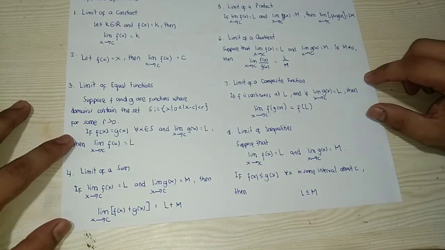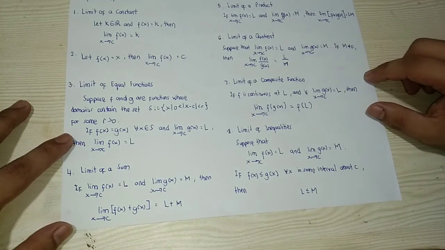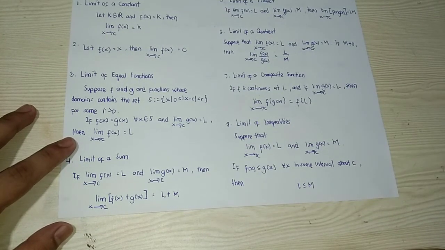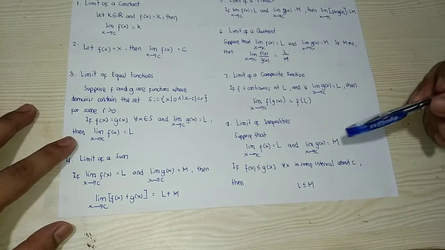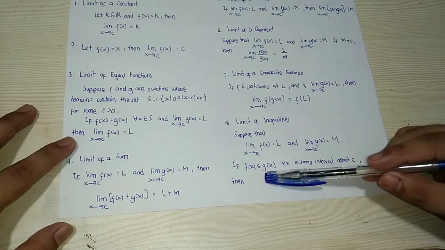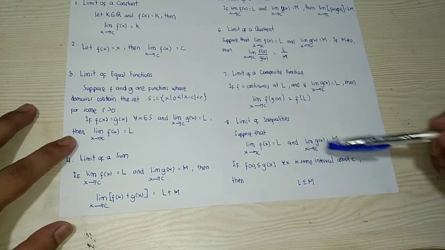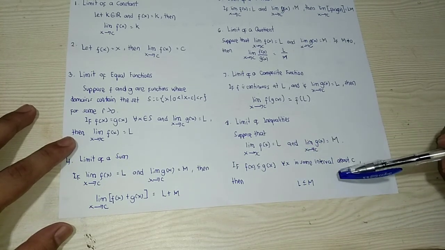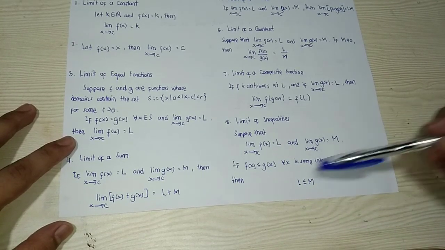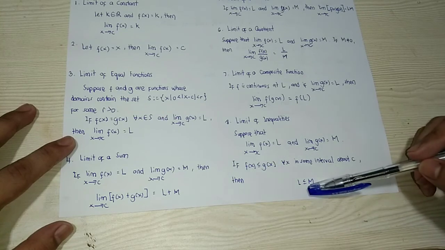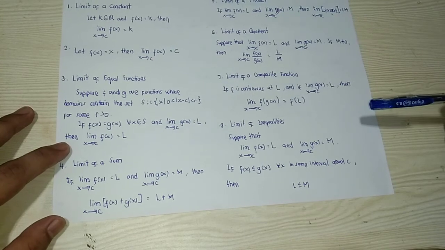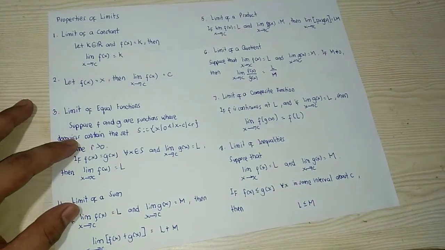Okay? And then for the limit of inequalities, suppose that limit of f of x as x approaches c is L, and limit of g of x as x approaches c is M. Kapag daw yung f of x ay less than or equal to g of x for all x in some open interval about c, then L is less than or equal, yung limit ng f of x ay less than or equal sa limit ng g of x. Okay, so yun lang for the properties of limits.